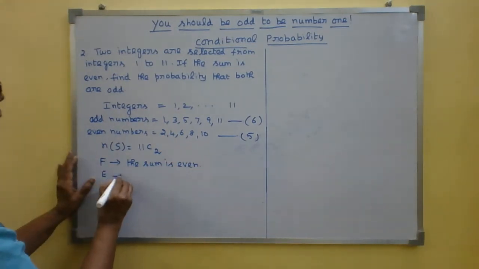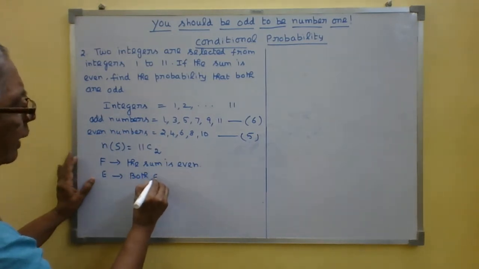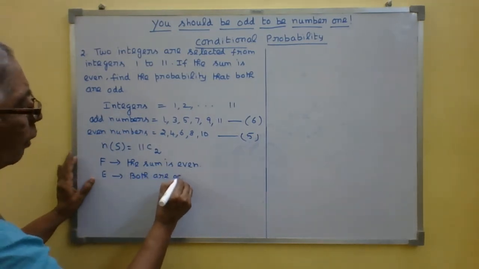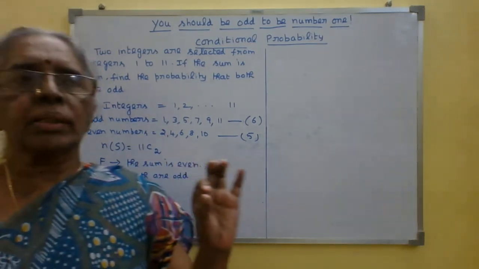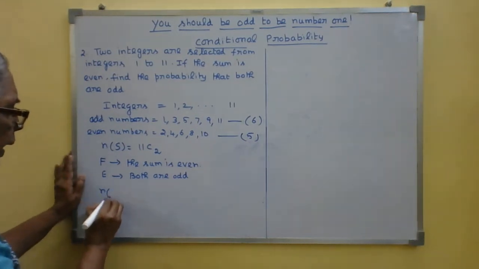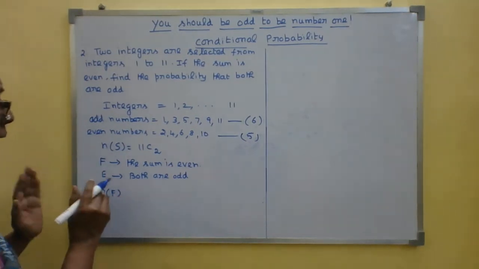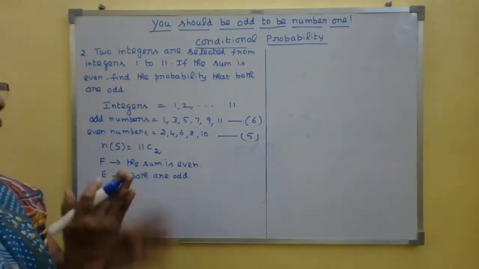What is the E now? E is both are odd. That is, both my numbers, I want them to be odd. So I have written what is my F and what is my E. Now let me come to the n(F). That is, in how many ways I will get that F. How many elements will be there?